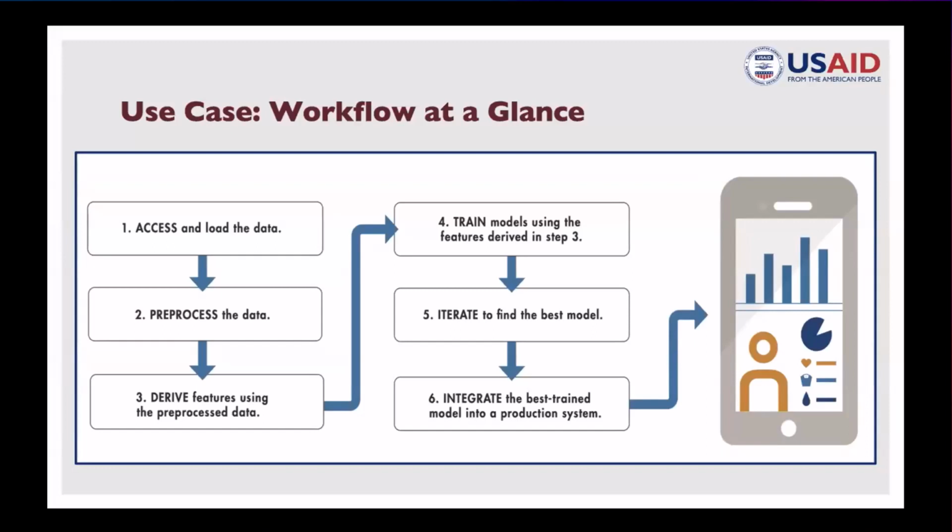our activity. Now, going back to our workflow, we first access and load the data. Second, we pre-process the data. Third, derive features using pre-processing, or we also call it feature engineering or feature selection. Fourth, we train the models using the features derived from the previous step. Fifth, iterate to find the best model until, of course, you arrive at your desired accuracy level or performance level. And finally, integrate the best trained model into the production system, or simply the deployment. Okay? So let's try to look at each of these components.